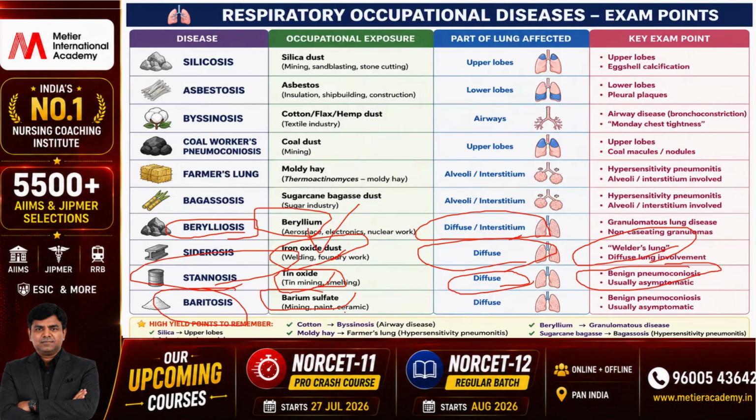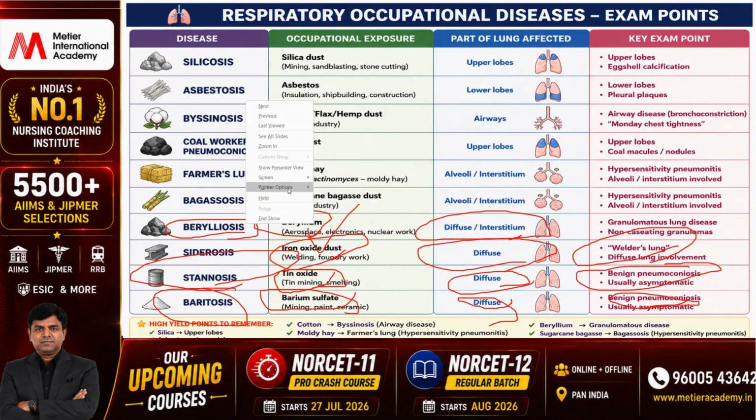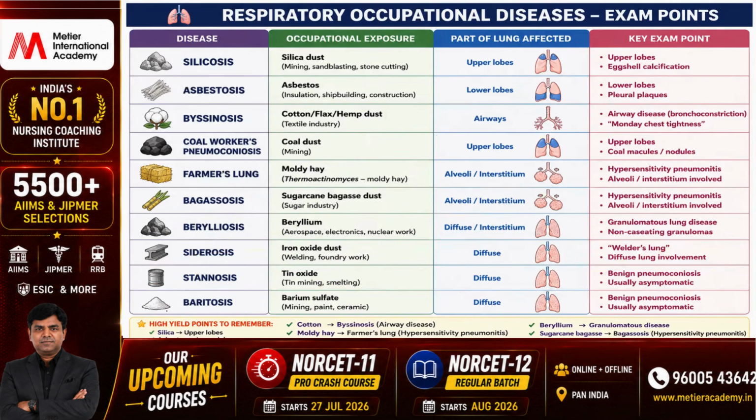See, it is caused because of the barium sulfate. Here also all over the lung, all the parts are going to be affected. That's why it is diffuse. So it is also causing what? Fibrosis. That's why it is called benign pneumoconiosis. So these are all the important brief review about the respiratory occupational diseases, and the summary I have given here.